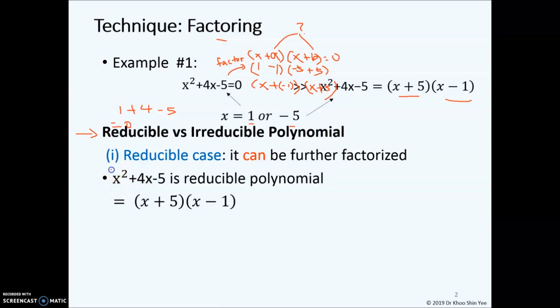In this case we can say that the polynomial function x squared plus 4x minus 5 is reducible. Why? Because it can be further factorized into the linear factors like this, right? So in this case, we get simpler factors here. From power of 2, which is the quadratic polynomial, to x to the power of 1, which is called linear polynomial.